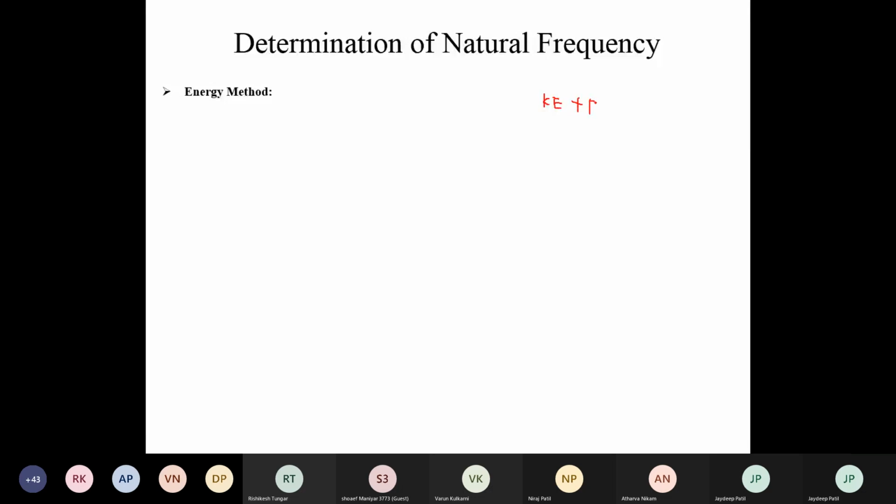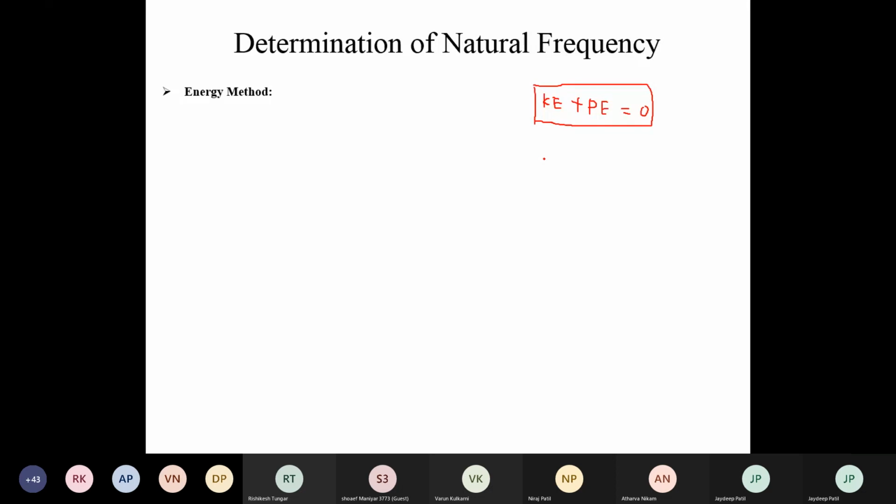You can write down the total energy of the vibrating system. Now it is the addition of kinetic energy plus potential energy, which is equal to 0. Is that clear? Kinetic energy is maximum when the body is at the mean or equilibrium position, and potential energy is 0. Potential energy is maximum at the extreme position, and kinetic energy is 0.